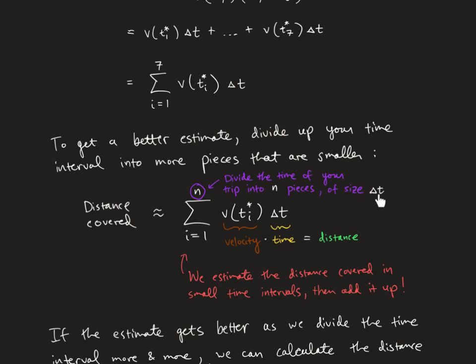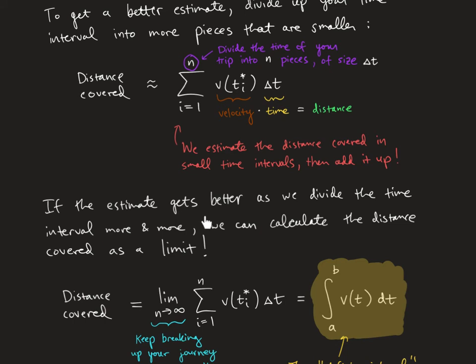And then in each of those time intervals of size delta t, I look at the velocity at some time. Right? So I pick a time in that time interval. Throughout the time interval, the velocity is going to be basically constant. So this velocity that I choose at a particular time is going to represent pretty well the velocity throughout that time interval. Then I do velocity times time there. That gives me the distance, approximately, that is covered in this little time interval. And then I just add that up over all of the time intervals. Right? So we estimate the distance covered in small time intervals. That's what each one of these little parts of the sum means. And then we just add that all up.